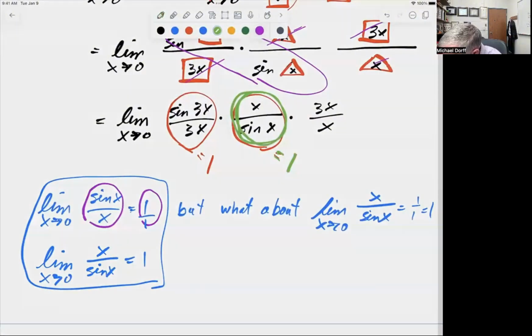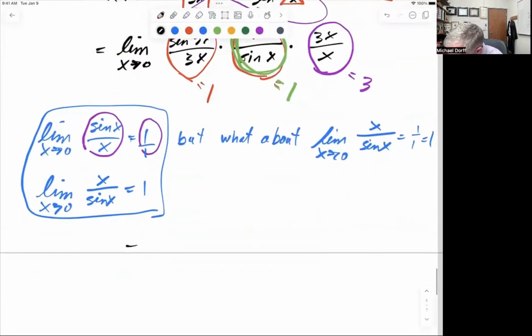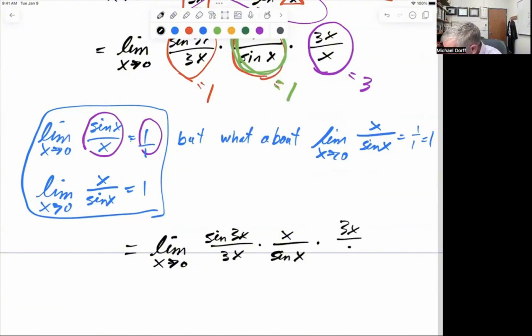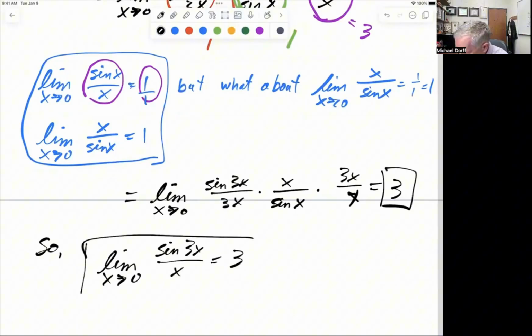And the last one in purple here, what does that equal? That equals 3. So my final result is that the limit as x goes to 0 of sine of 3x over 3x times x over sine of x times 3x over x equals 3. All right. So in summary, my original problem, the limit as x goes to 0 of sine of 3x over sine of x, equals 3. That's the result I get.